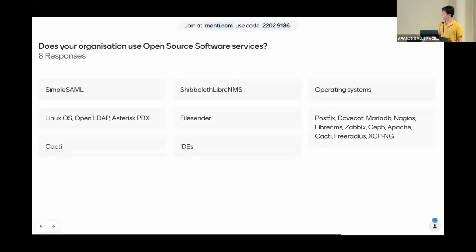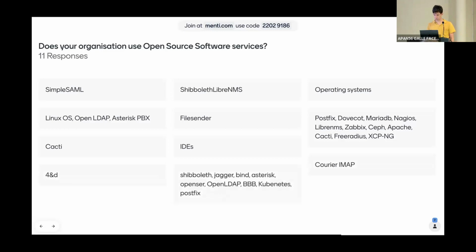Right, so quite a long list. It's also good for us to know because we keep these results and can go back to our organization and say people are actually using this. So this is very useful for the community. Courier IMAP. All right, well, substantial list. And even more. Jagger, good.